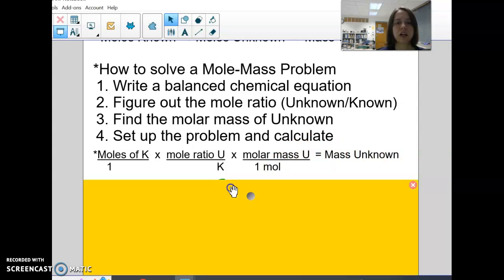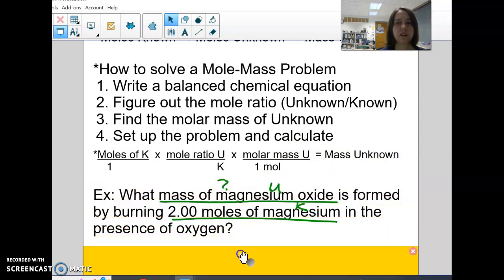Okay, so let's look at a problem. I already made a whole video and none of the sound recorded, so I have some of these already worked through, so lucky us. Please write this down. What mass of magnesium oxide is formed by burning 2 moles of magnesium in the presence of oxygen?